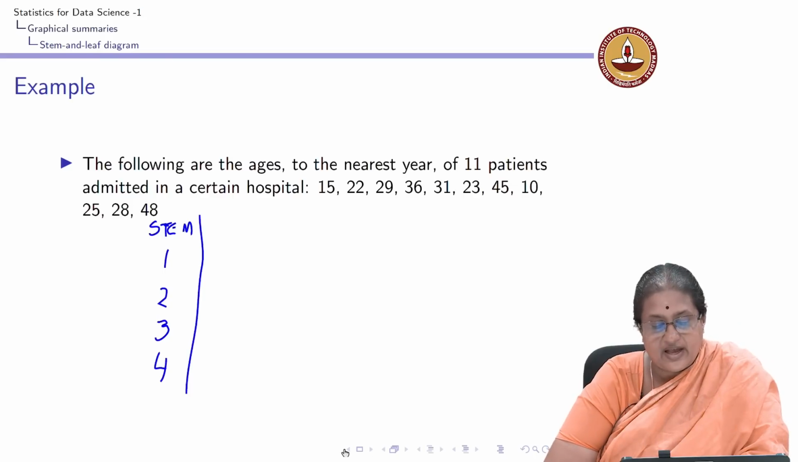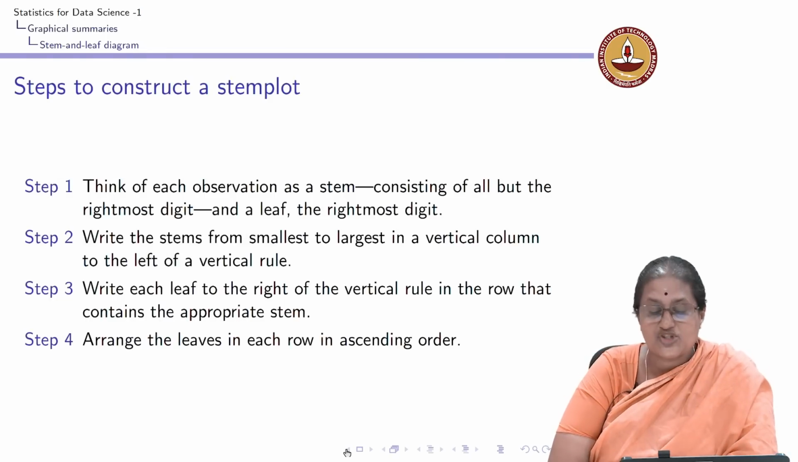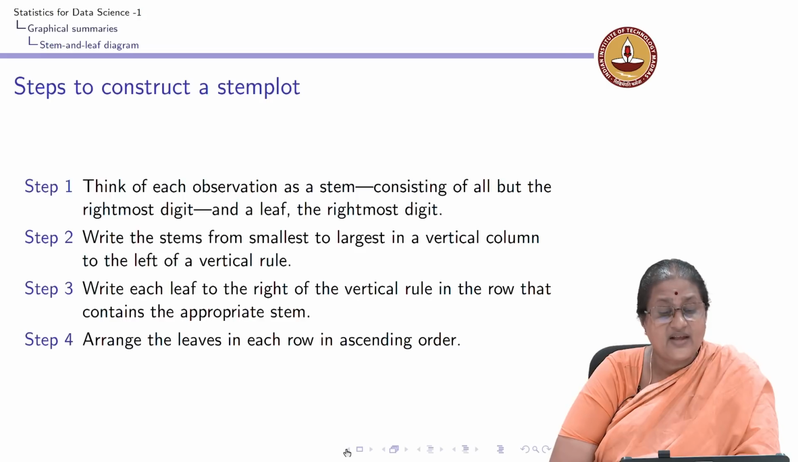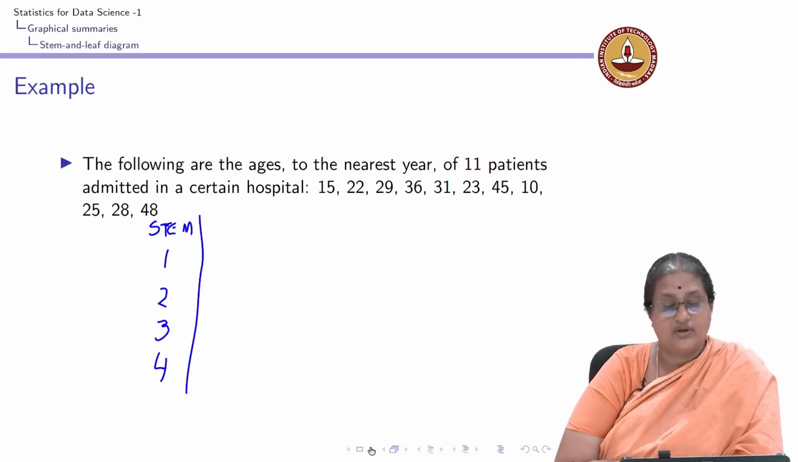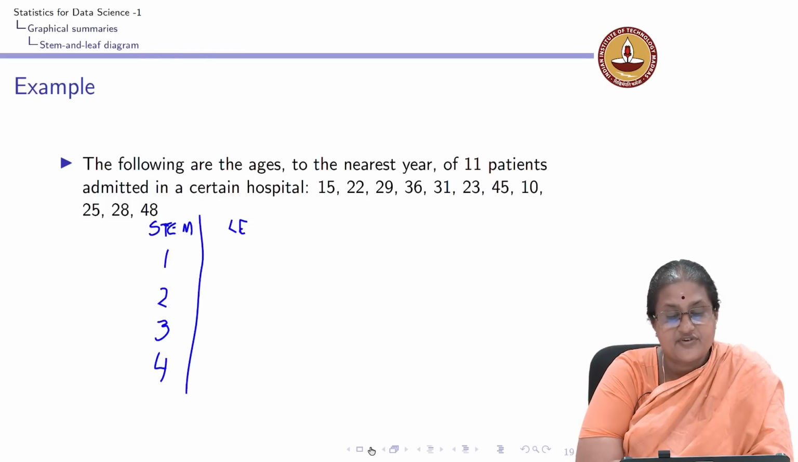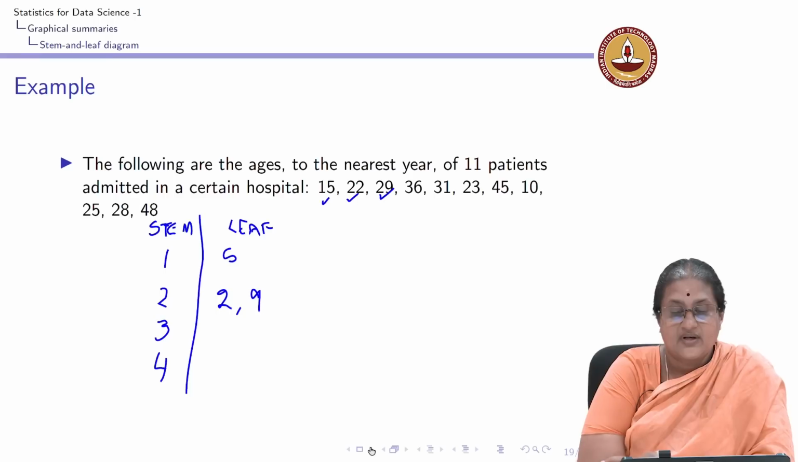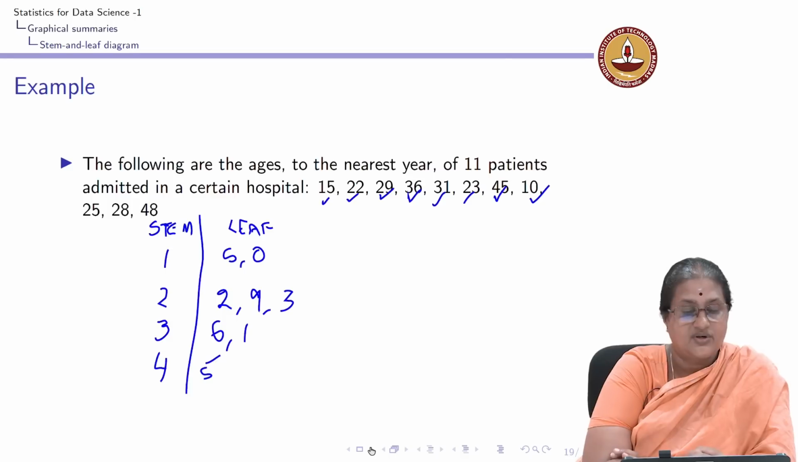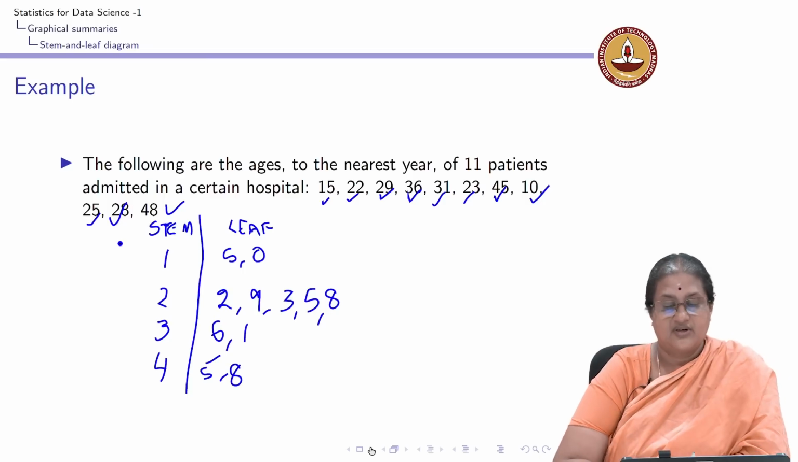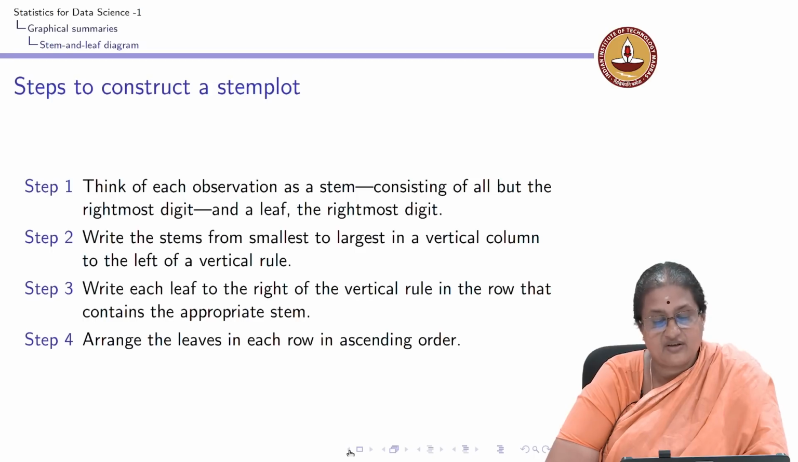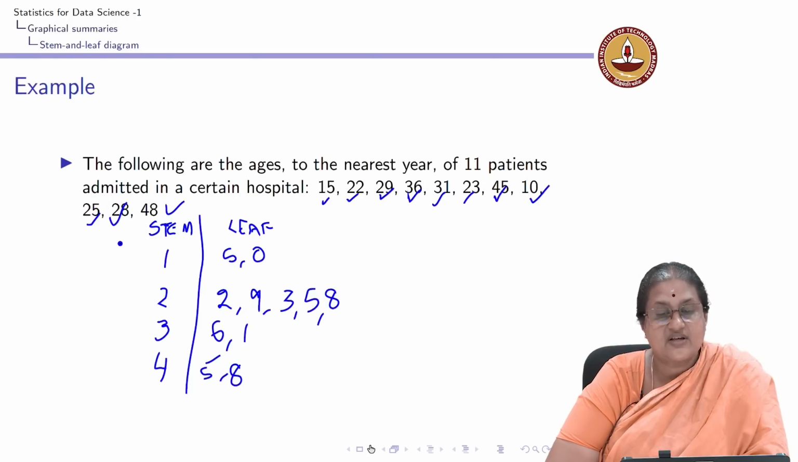Now this is my first step. In the second step I have written the stems from the smallest to largest in a vertical column. Then write each leaf to the right of the vertical rule. So these are my leaves. 5 comes here, 2 comes here, 9 is again here, 6 is here, 1 is here, 23, 3 is here, 45, 5 is here, 10, 0 is here, 25 is here, 28 is here and 48 is here. This is what I have done in step 3, where I have written each leaf to the right of the vertical rule. The last step is to arrange the leaves in ascending order.